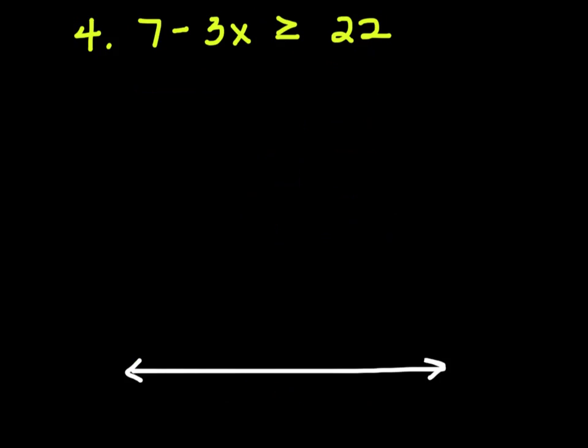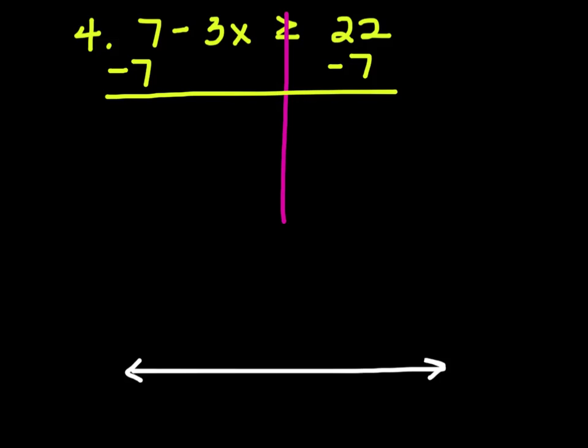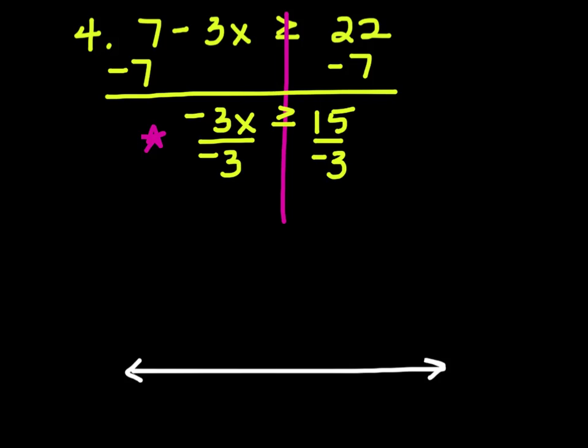Alright, so this one, number 4, we have 7 minus 3x is greater than or equal to 22. So to solve this, I'm going to start by moving the 7 away from the side with the x. I'm going to move that by subtracting 7 from both sides. So now I'm going to bring down my negative 3x is greater than or equal to 22 minus 7, which is going to give me 15. And now I have to divide both sides by that negative 3 in order to solve for my x. And remember, we talked about when we divide by a negative, this sign is going to flip. So this is actually going to be x is less than or equal to negative 5.